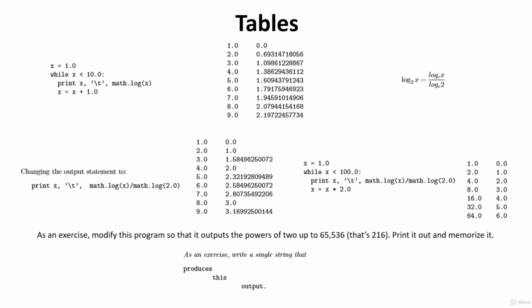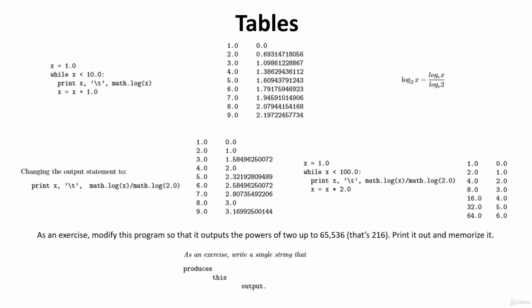Changing the output statements to print the new value yields another table of logs. We can see that 1, 2, 4 and 8 are powers of 2 because their logarithms base 2 are round numbers. If we wanted to find the logarithms of other powers of 2, we could modify the program like this one.